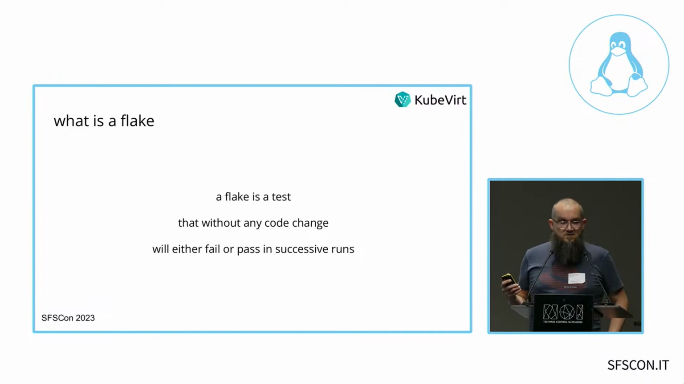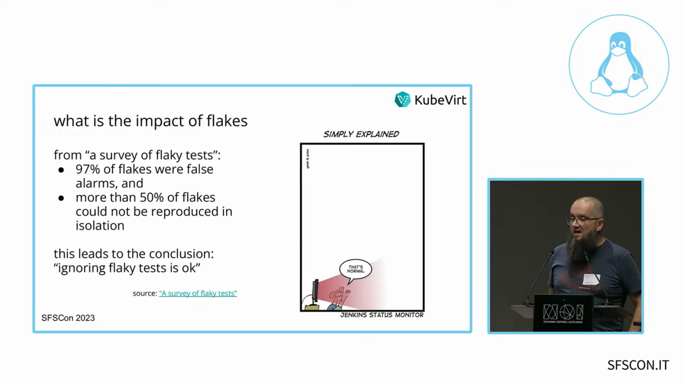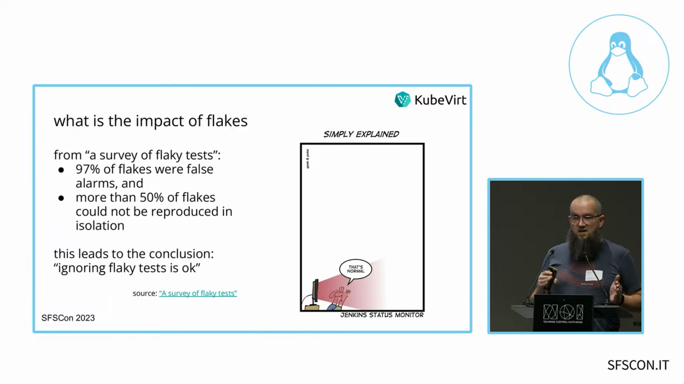Let's dive right into the topic of a flake. In case you don't know, a flake is a test that in consecutive runs either fails or passes without any change to the source code, which of course is a problem if you want to have reliable CI results. I have seen a survey on flaky tests, which is a meta survey of a lot of surveys that have looked at data about flaky tests. I don't remember the complete numbers, but I think there must be about 70 surveys that have been part of this survey. It's called a survey of flaky tests. For everyone who's interested in that topic, please look at that. It's a lot of data, it's really interesting.